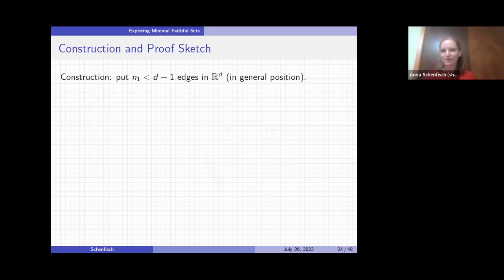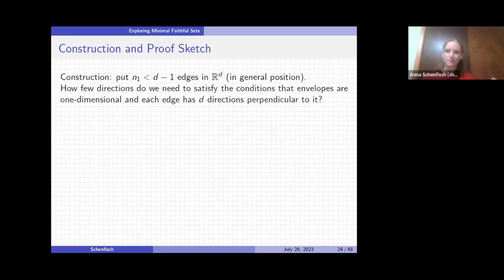Okay, so our construction would be to put a handful of edges in R^D in general position, and try to count the minimum number that I need to have tight envelopes, and have the envelopes be one-dimensional, so that they have a hope of containing the edges and nothing else. Okay, so here's my attempt to draw a picture in R^7. There are 5 edges here, right?